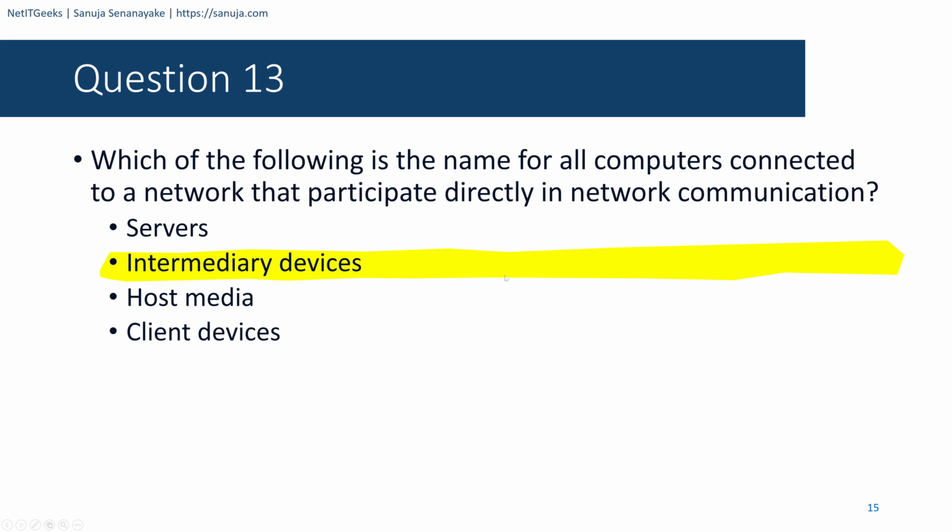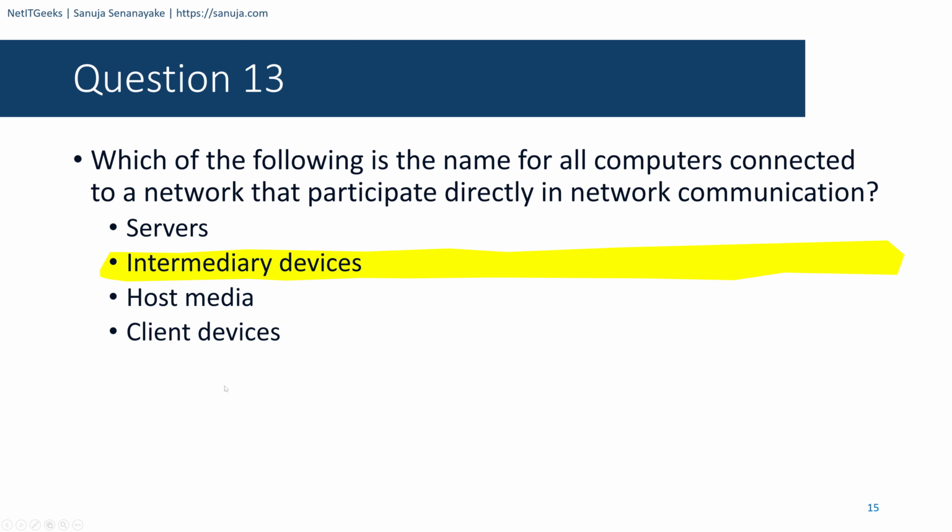So that would be the intermediary devices. So the answer to this question is intermediary devices. And if you have no idea what this question is asking, which is the following name for all computers connected to a network that participate directly in a network communication, you are just confused about this particular statement or question, you can basically eliminate like answers, and what you are left with is the unlike answer, which is the intermediary devices. This is a really good example of that.